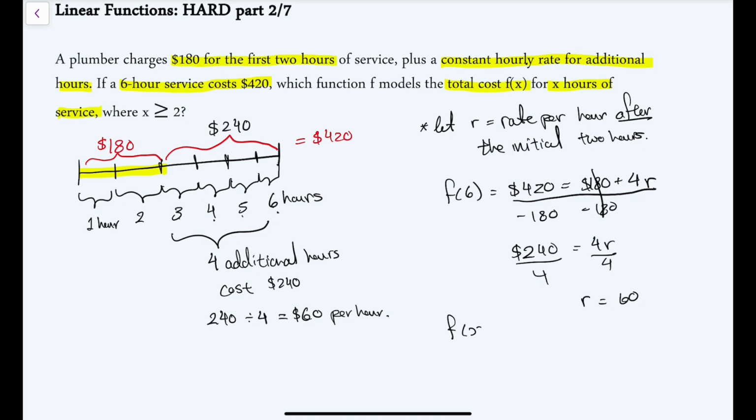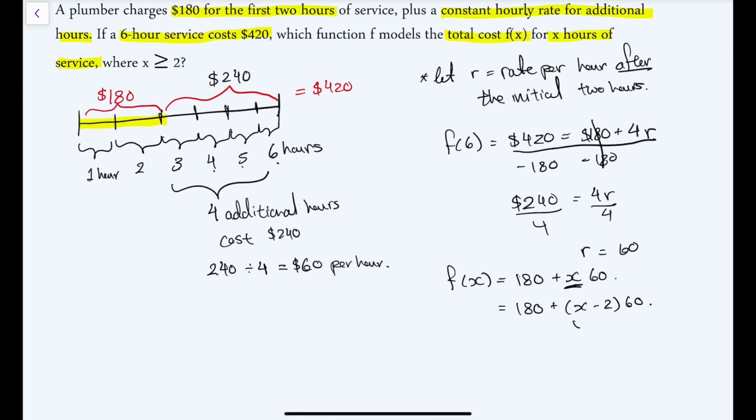So we say that f of x is equal to 180 plus x hours times the rate. Now see, this would be very close to being true, but it's not. The reason is because this tells us that the total number of hours worked is x. But we're not looking at that. We're looking at additional hours. This amount comes from the first 2 hours. So what we end up having to do is saying, well, it's actually $60 times the number of hours worked minus 2. And we see this because if I said the total number of hours worked is 6, 6 minus 2 is 4. So 4 times 60 plus 180 gives us 420, which is what we wanted, right?